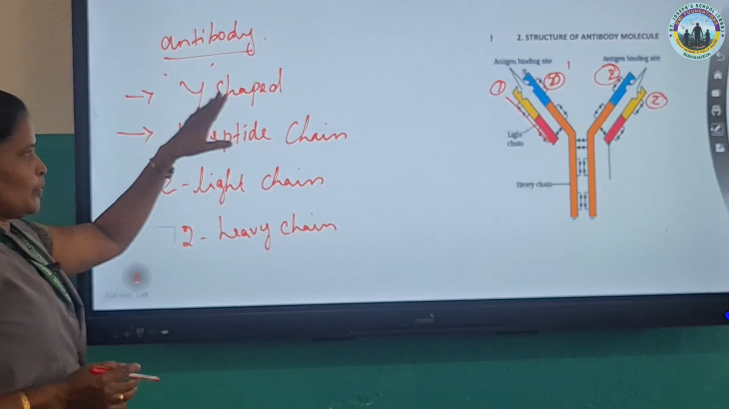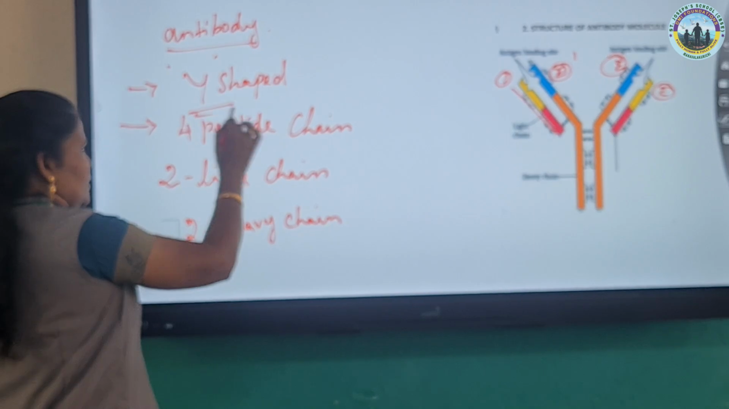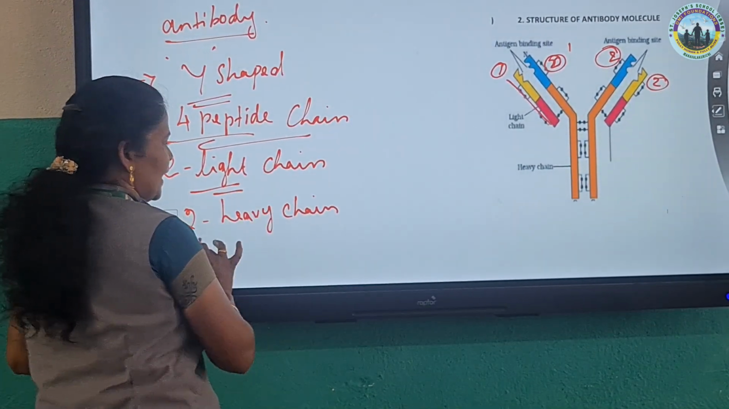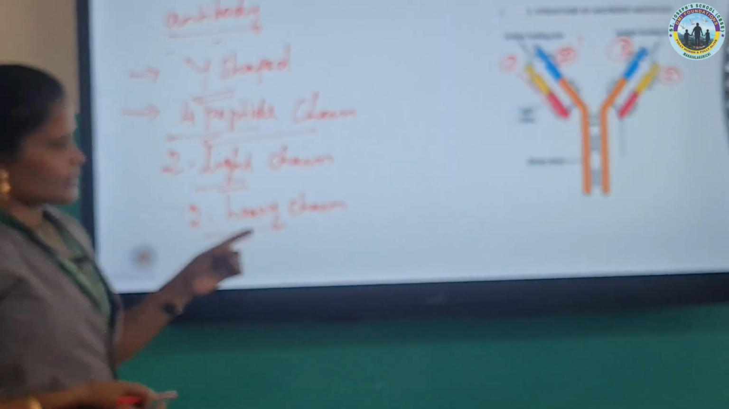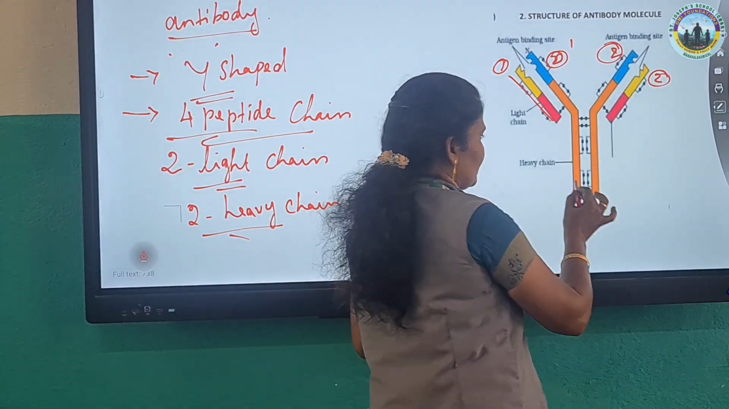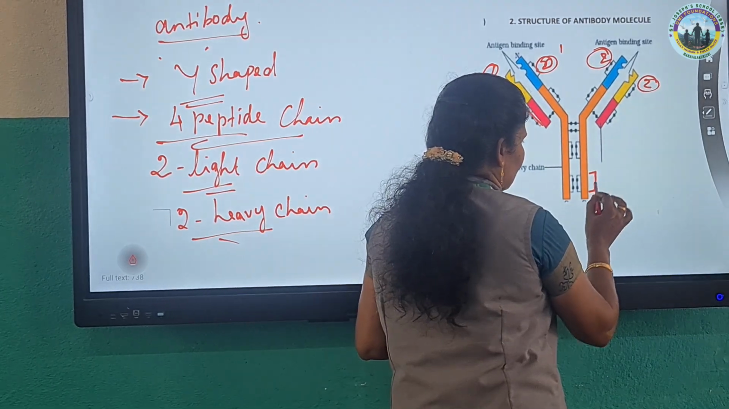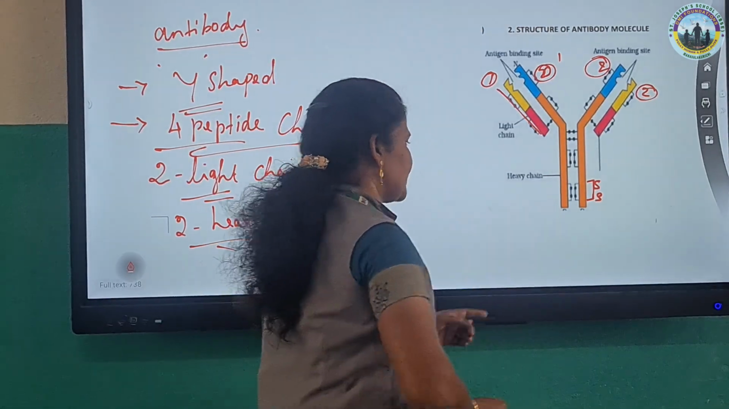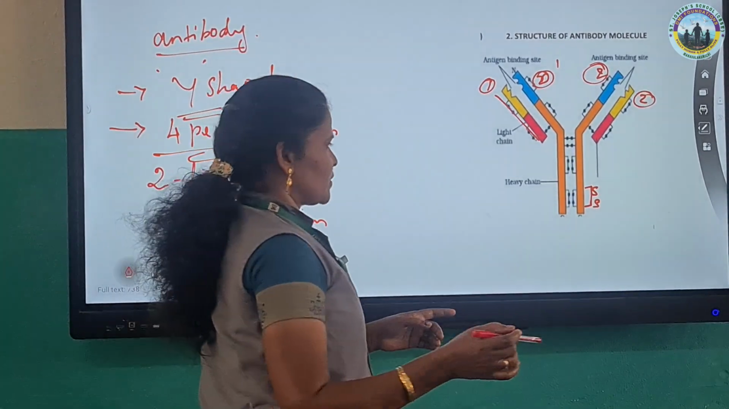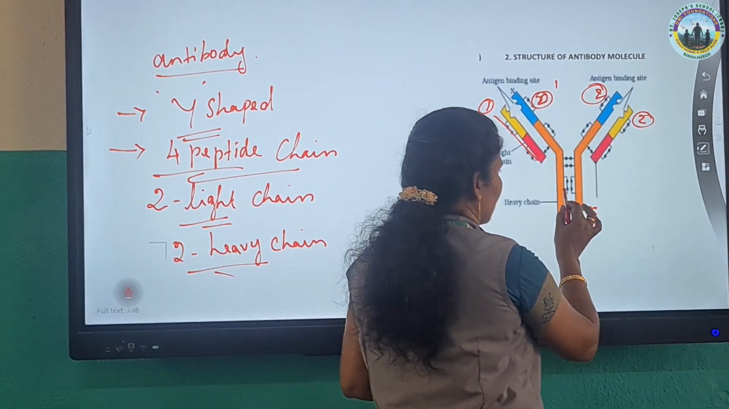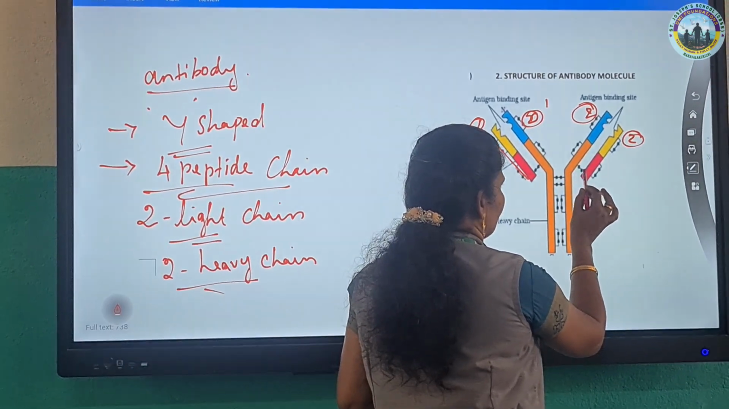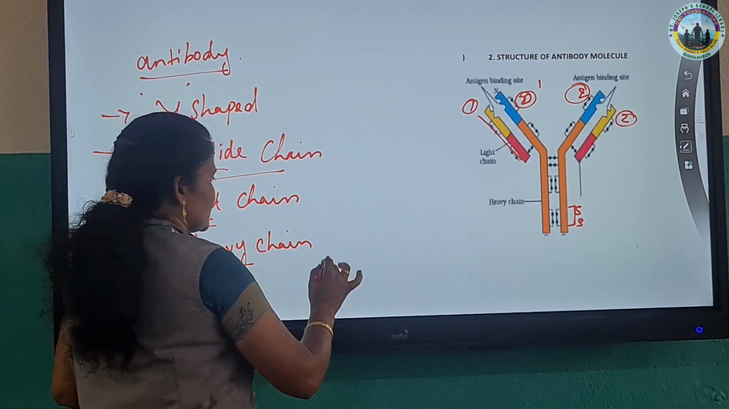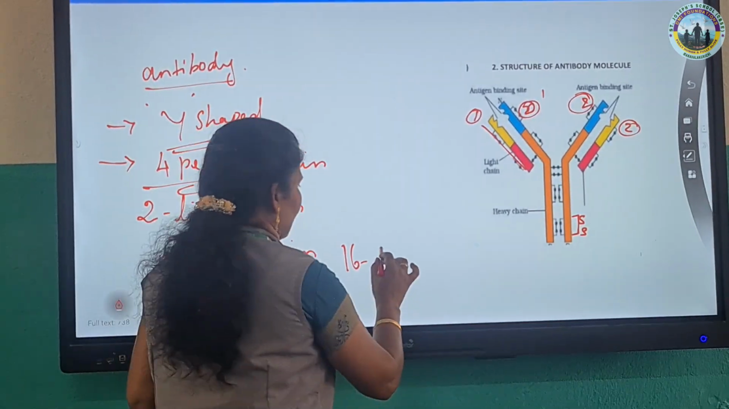So antibody, what is the structure? It's a Y-shaped structure. 4 peptide chains are present. It consists of 2 light chains and 2 heavy chains. Now you can see there is a bond, right? This bond consists of sulfur, so this is a disulfide bond. How many disulfide bonds are present? We can count it. 1, 2, 3, 4, 5, 6, 7, 8, 9, 10, 11, 12, 13, 14, 15, 16. So there are 16 disulfide bonds.